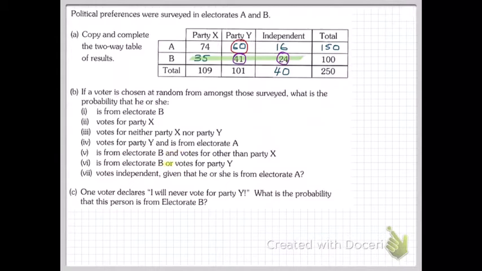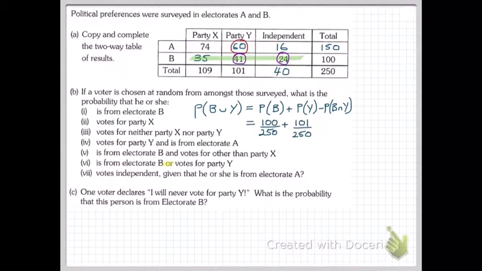The next one, someone who is from electorate B or votes for party Y. So B or Y, in other words B union Y, is the probability of B, using that rule again, plus the probability of Y, minus the probability of the intersection of B with Y, to make sure we don't count those numbers twice. So it's 100 over 250 plus 101 over 250 minus 41 over 250. 41 is the intersection of B and Y. And those numbers work out to give us a probability of 0.64.